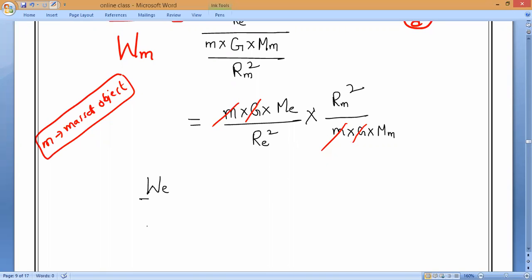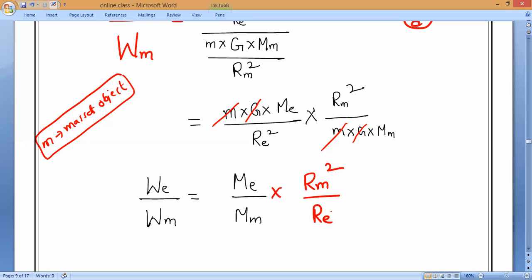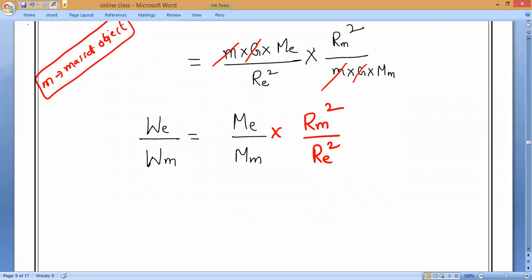Weight on earth divided by weight on moon is equal to what is remaining? Mass of earth. Can I write this separately, divided by mass of moon? Into, I can write radius of moon square divided by radius of earth square. Is it right? Any doubt? Now, in mathematics, can I write a square by b square as a by b whole square?